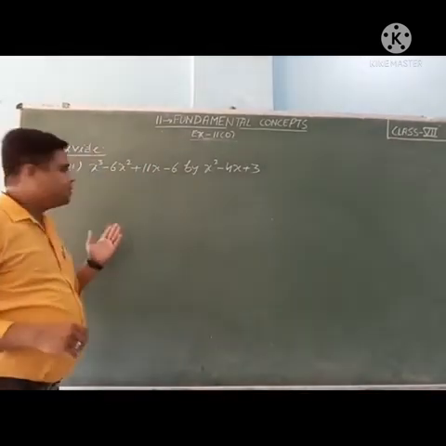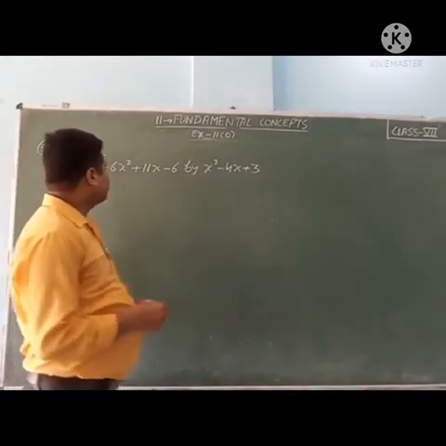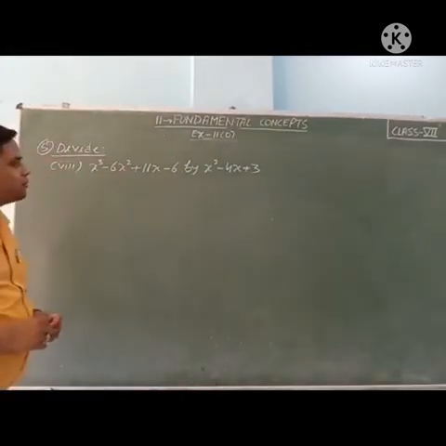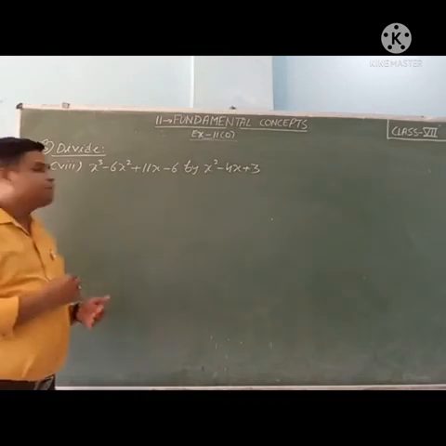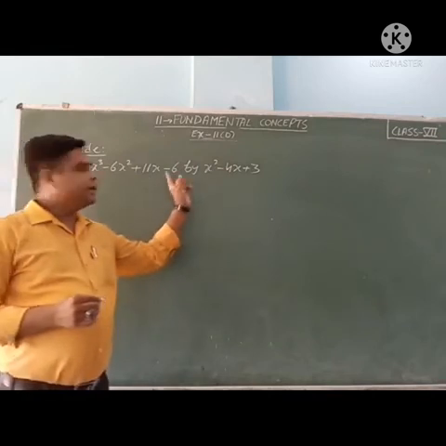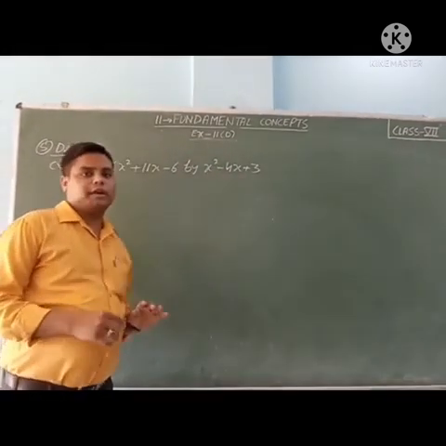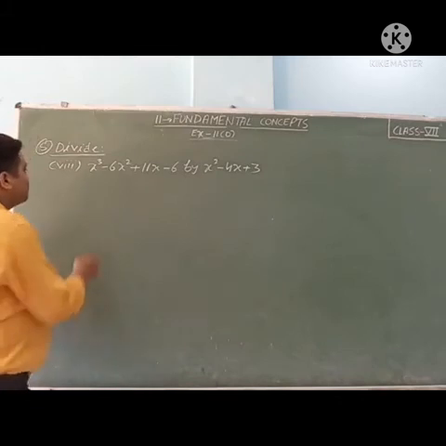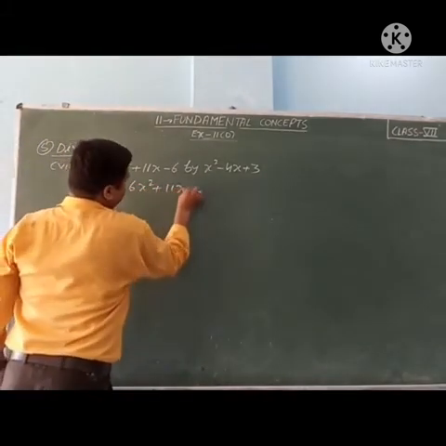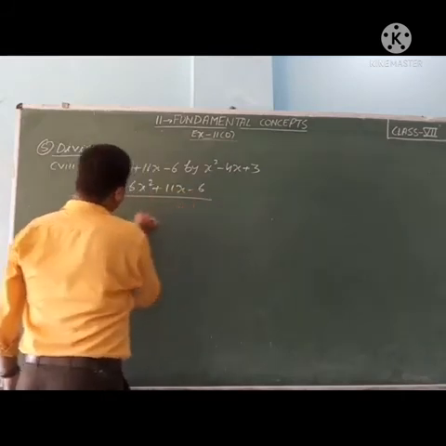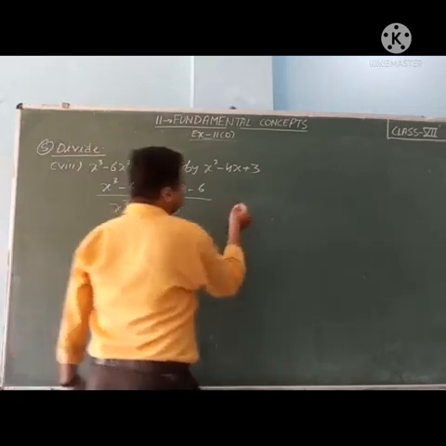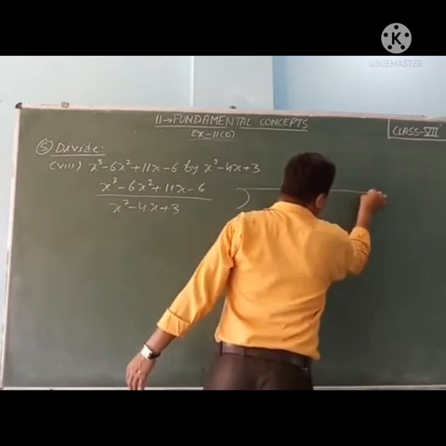Fifth divide, eighth part is x cube minus 6x square plus 11x minus 6 by x square minus 4x plus 6. So it is also the same, but only one thing is different. You can see here more terms are written. In the divisor also 3 terms are written. So we will follow the same method to solve. So x cube minus 6x square plus 11x minus 6 upon x square minus 4x plus 3. So we can divide here.